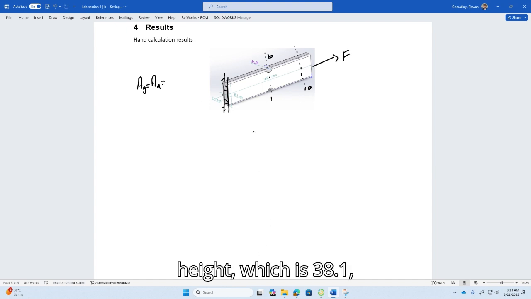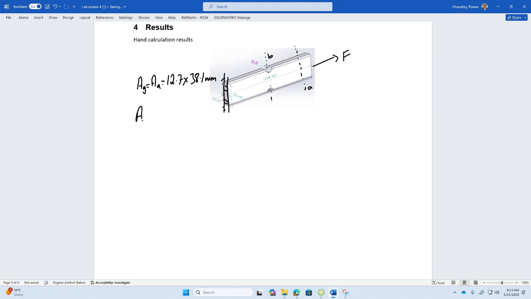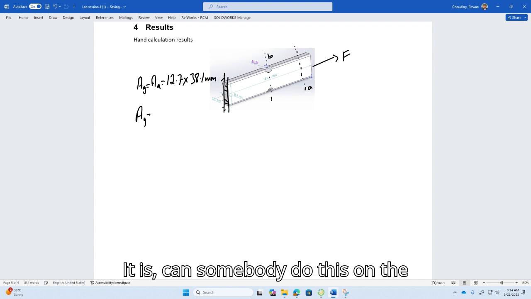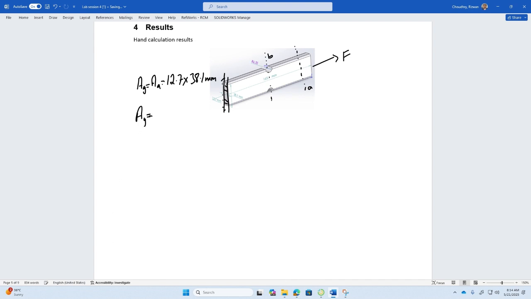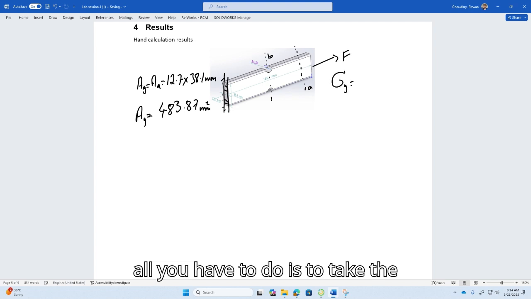So the gross area of region A is basically equal to the thickness, which is 12.7, times the height, which is 38.1. So it is 12.7 into 38.1 millimeters. Okay, so what is the area here? Can somebody do this on a calculator please? 483.87 millimeter squared.